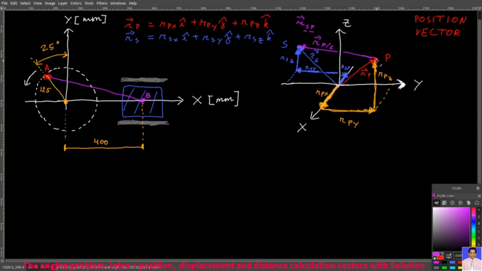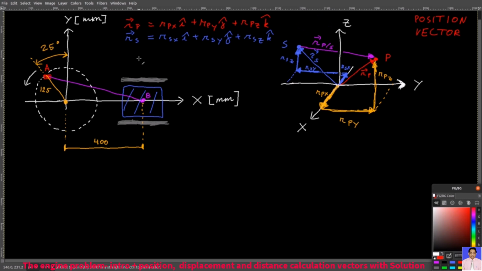If instead of going from S to P, I would go from P to S, so now the origin is P and now the vector is headed towards S, then instead of this notation, I would write RS slash P, so S with respect to P, or alternatively, I would write RPS, so from P to S. However, in our case, we go from S to P.